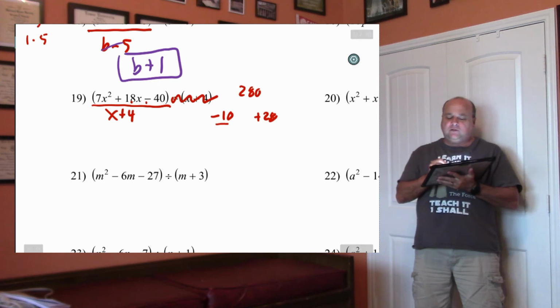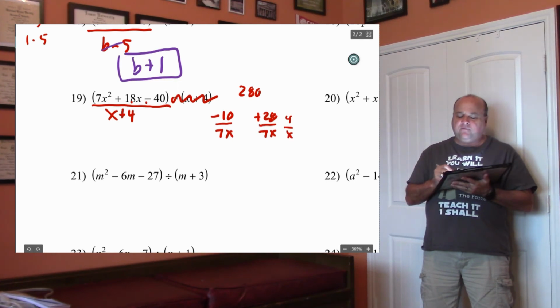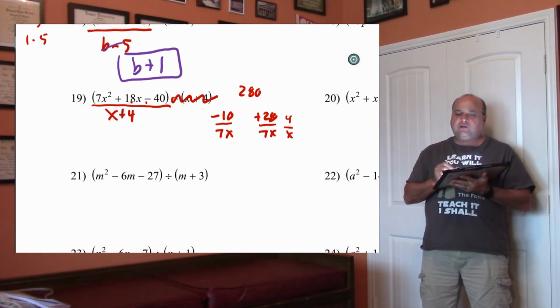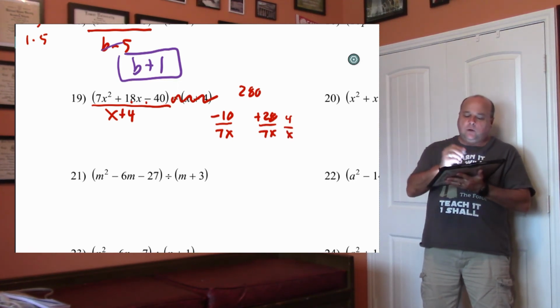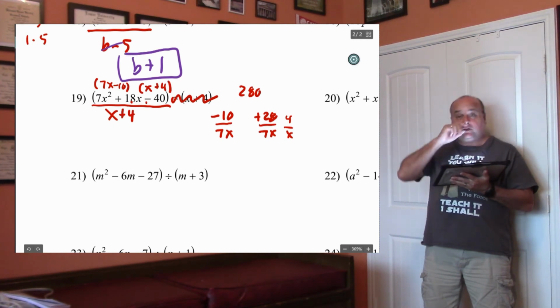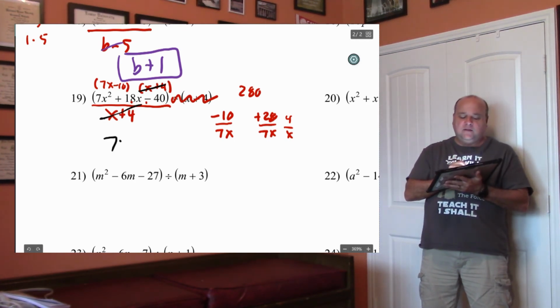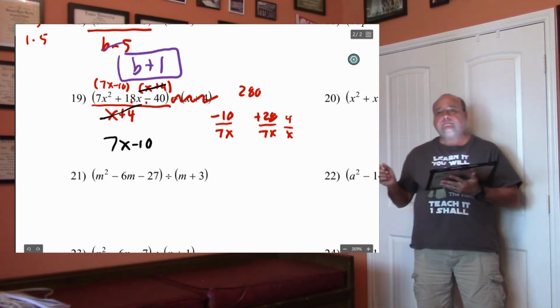And we're going to divide both sides by 7x. The opposite of multiply is divide. This right term right here is going to simplify to 4 over x, right? This turns into my parentheses. So on top, I'm going to write down 7x minus 10, and then I have x plus 4. Notice the x plus 4 is going to cancel out, isn't it? And all that's left is 7x minus 10.